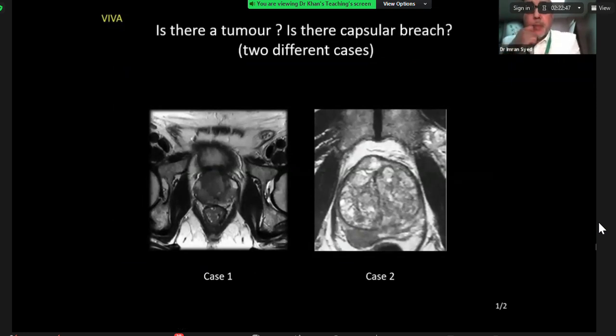So, question to you, is there a tumour? Is there any capsular breach? And these are two different cases, so you can refer to them as case 1 and case 2, please.